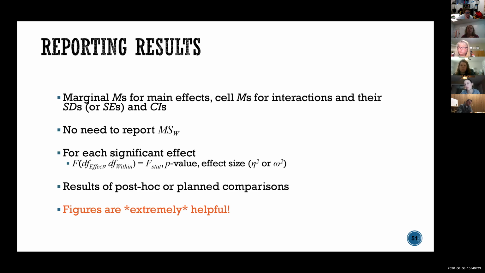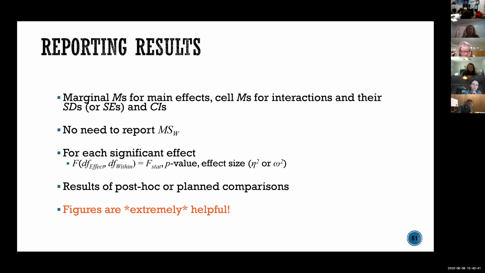You do not generally need to report the mean squared within, the mean squared error. I don't know if the book did. The book did for one ways. We usually almost never do for two ways. It's not going to hurt to throw it in, but it's just not generally needed.